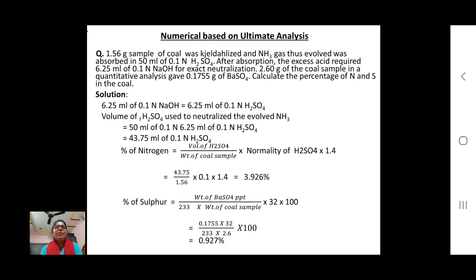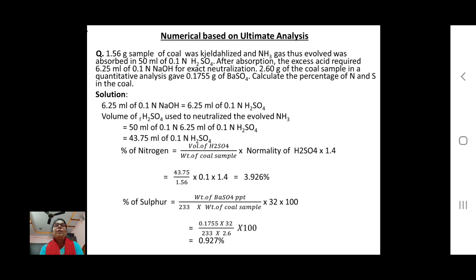So please remember, there is a minus sign left. Please correct it: 50 ml of 0.1 normal minus 6.25 milliliter of 0.1 normal H2SO4, and then it will be equal to 43.75. 50 minus 6.25.